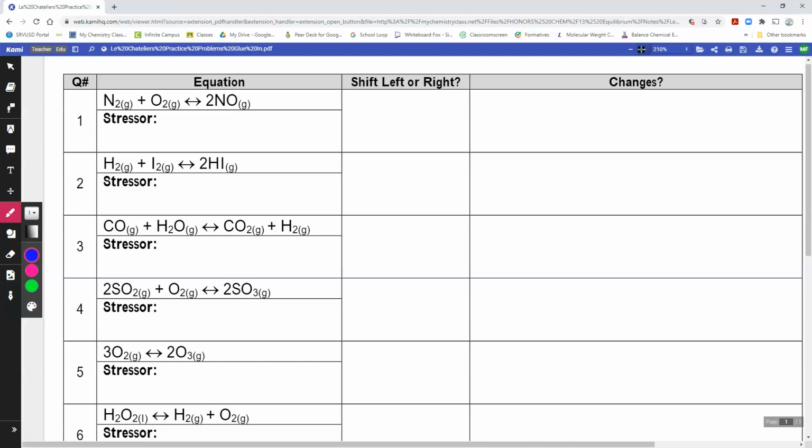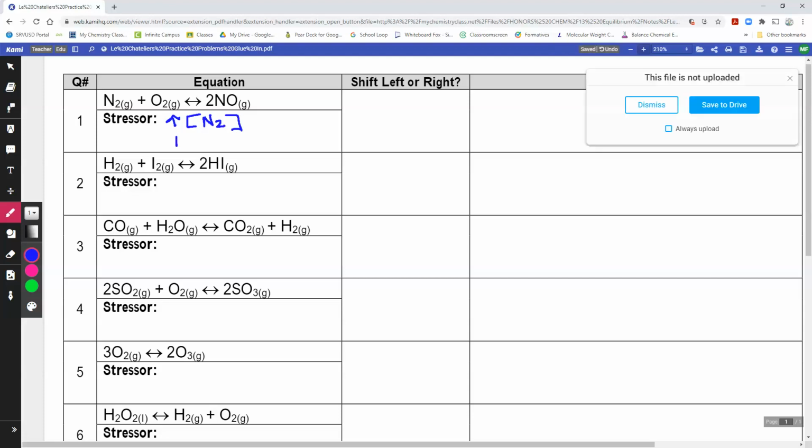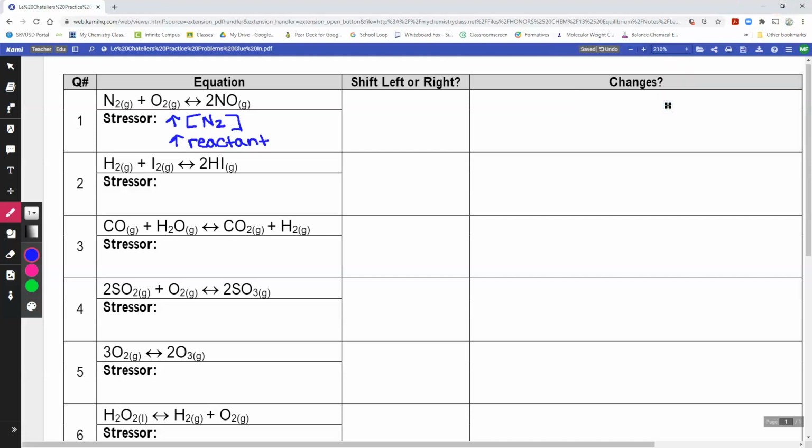For problem number 1, what we are going to do to stress this out is we are going to increase the concentration of nitrogen gas. So what we are doing here is we're increasing a reactant. We're increasing something that's on the left side. Well, if I now have too much nitrogen, I'm going to proceed to the right to try to use it up. So my reaction is going to shift to the right.